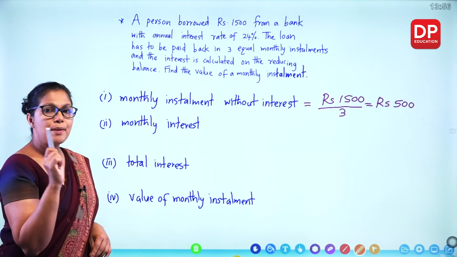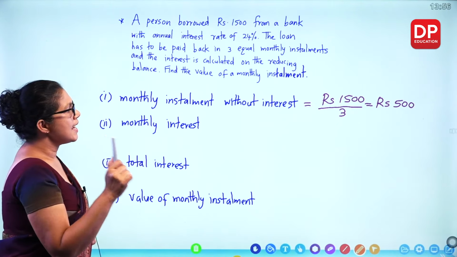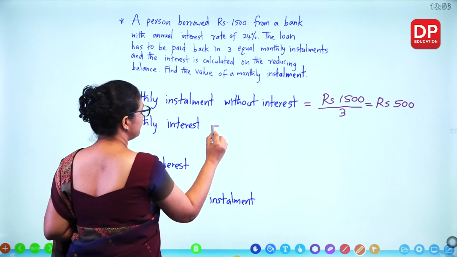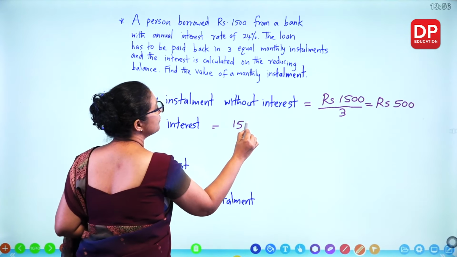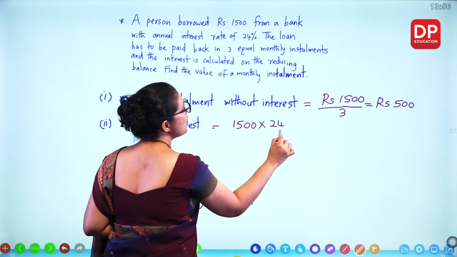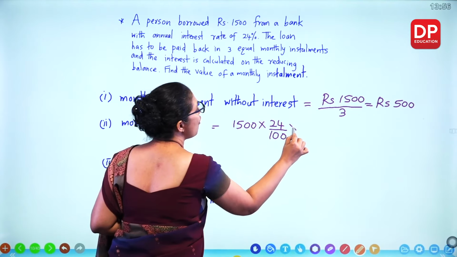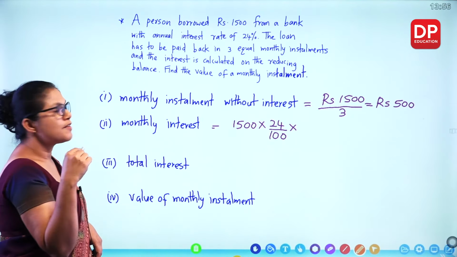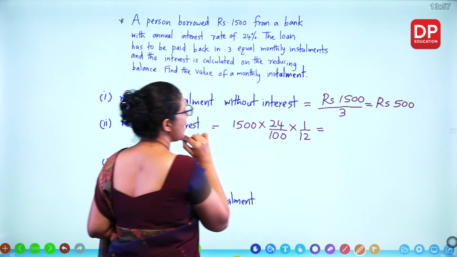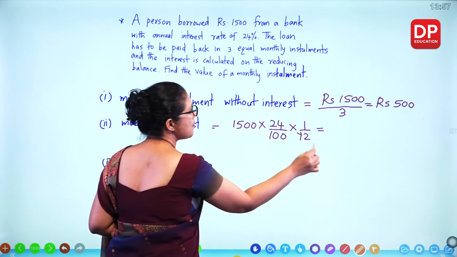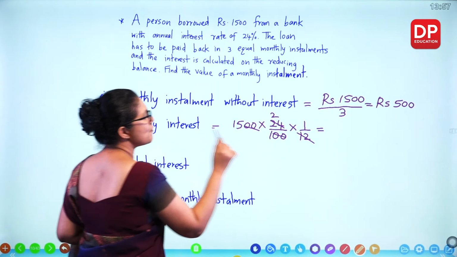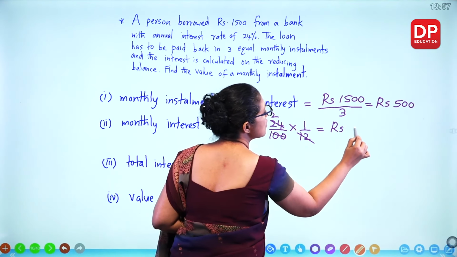Now, how do we calculate the monthly interest? For the first 1500, you have to pay 24% annually. For a month, that means you have to divide by 12. This is 1/12. That's for the first month. 12 times 2, then these two get cancelled out. 2 times 15, 30 rupees.